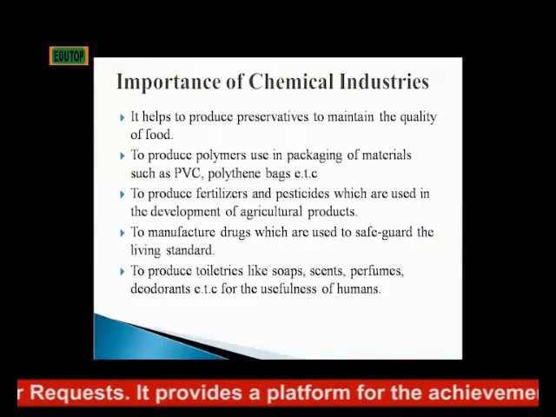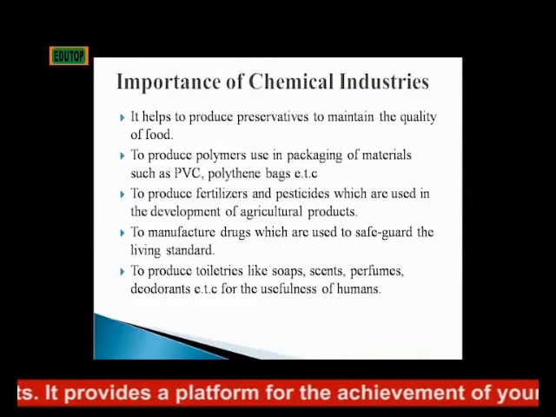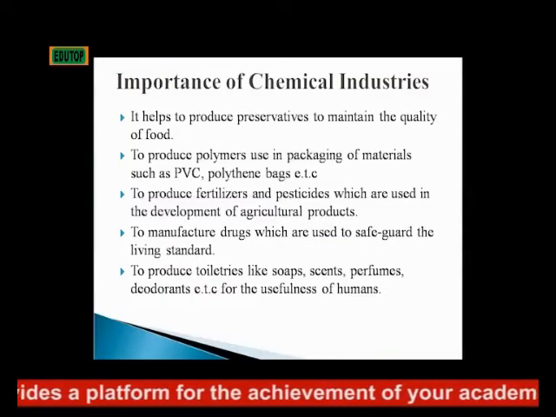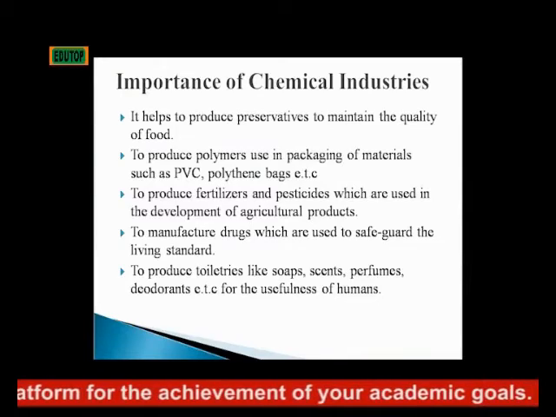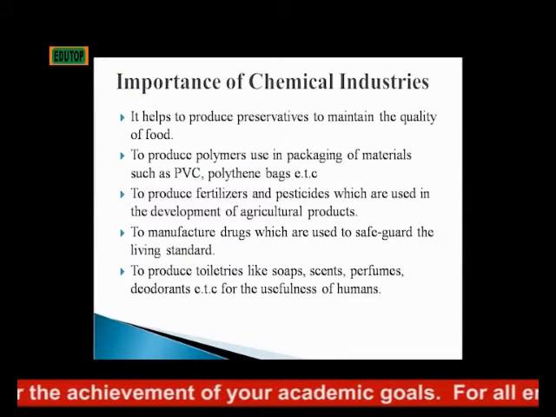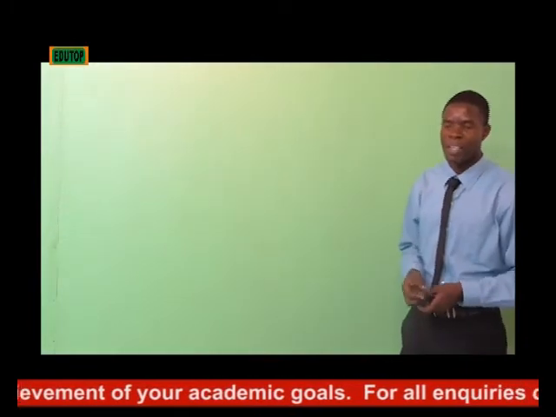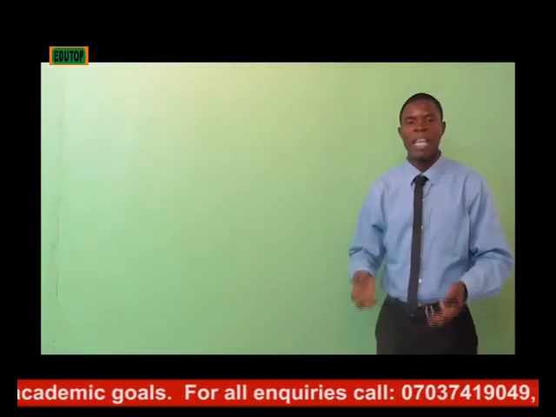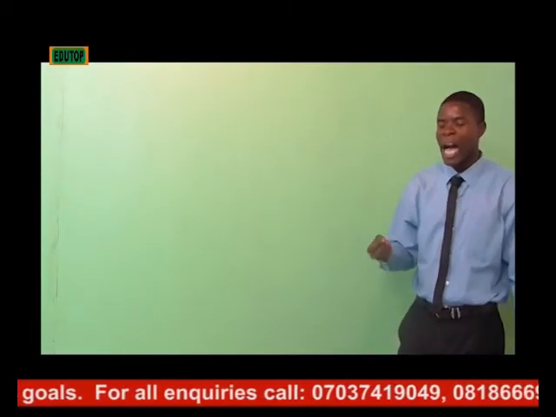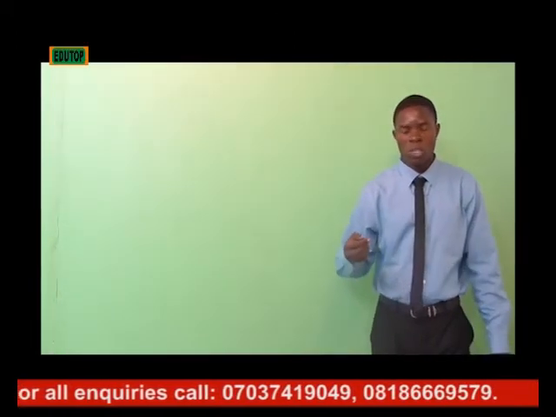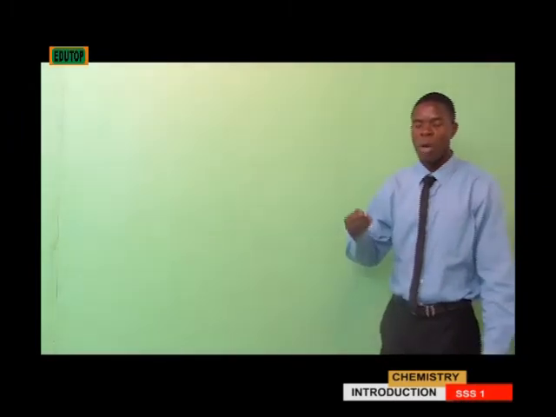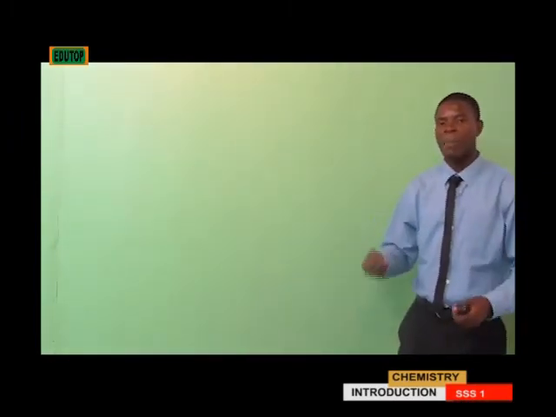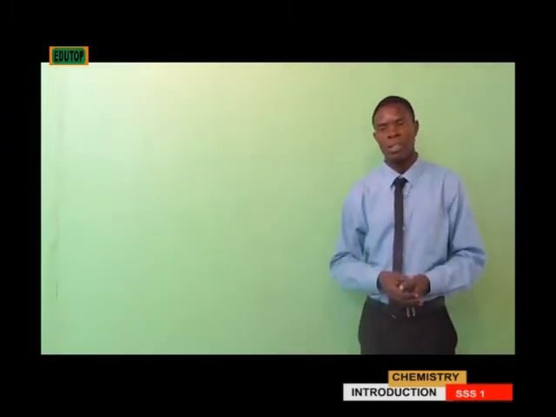Number 3, to produce fertilizers and pesticides, which are used in the development of agricultural products. What are fertilizers? Fertilizers are those substances that are added to the soil to improve the rate of germination of seeds.